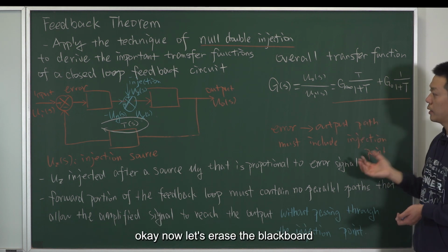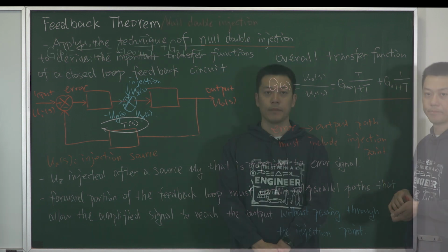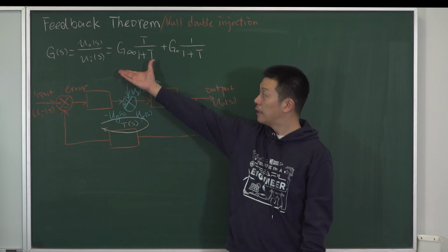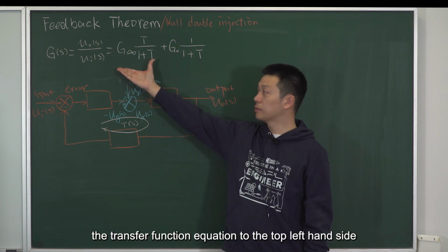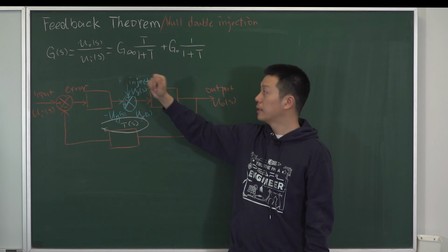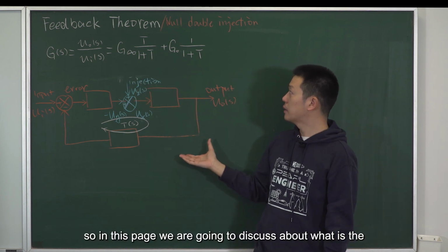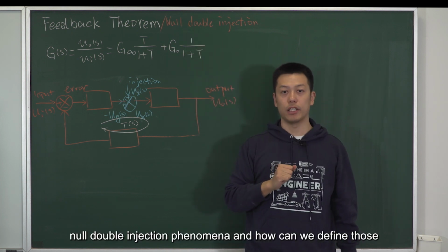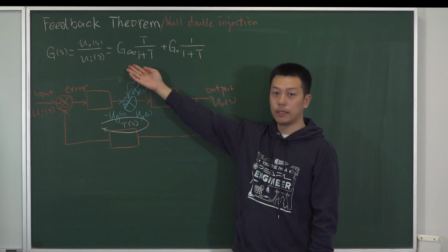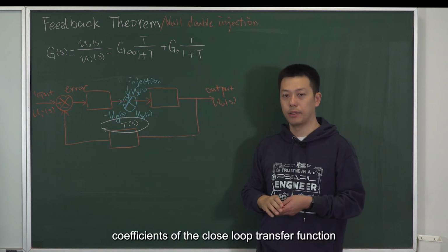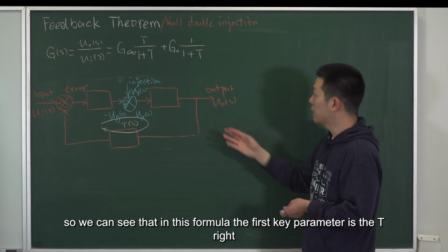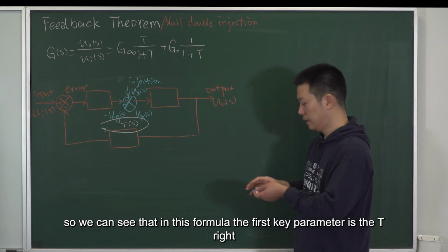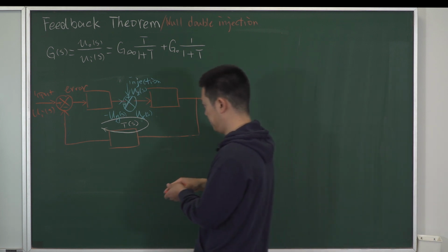Okay, now let's erase the blackboard. We have erased the blackboard, and I have moved the transfer function equation to the top left-hand side. On this page, we are going to discuss the null double injection phenomenon and how we can define the coefficients of the closed loop transfer function. We can see that in this formula, the first key parameter is T, right? T is the loop gain.